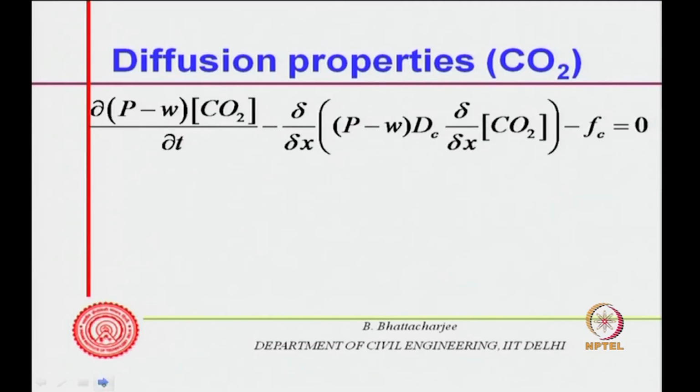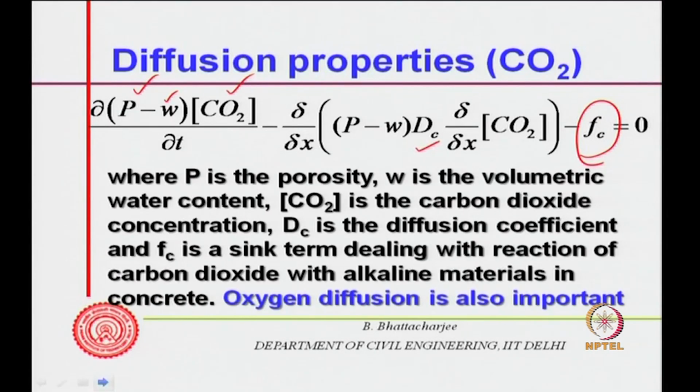Similarly, carbon dioxide diffusion and the modeling of carbon dioxide flow can be done through diffusion properties. For example, P is the porosity, W is the volumetric water content or water-filled space, C is the carbon dioxide concentration, and D is the carbon dioxide diffusion coefficient. This is the sink term, related to the alkali content of the concrete, dealing with the reaction of carbon dioxide with alkaline material in concrete.